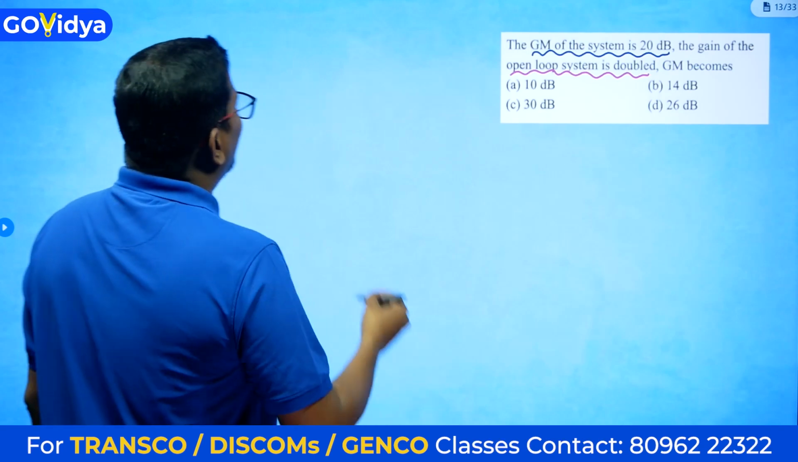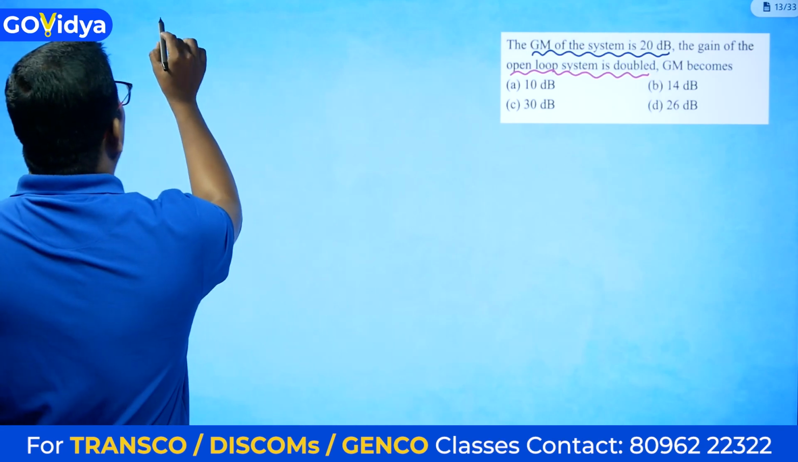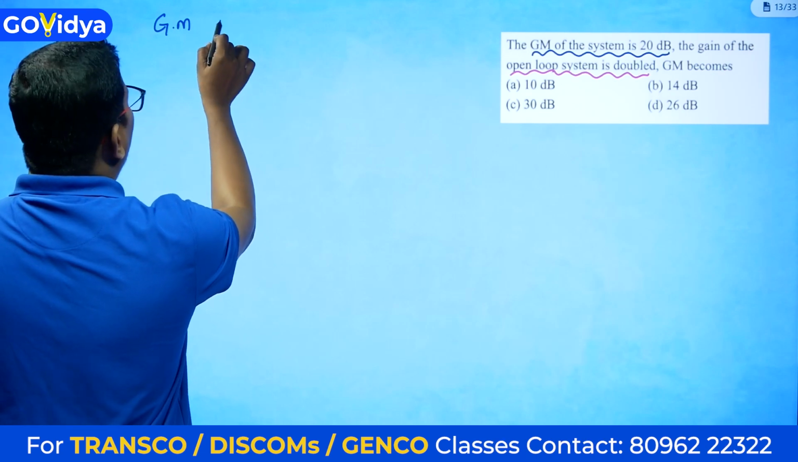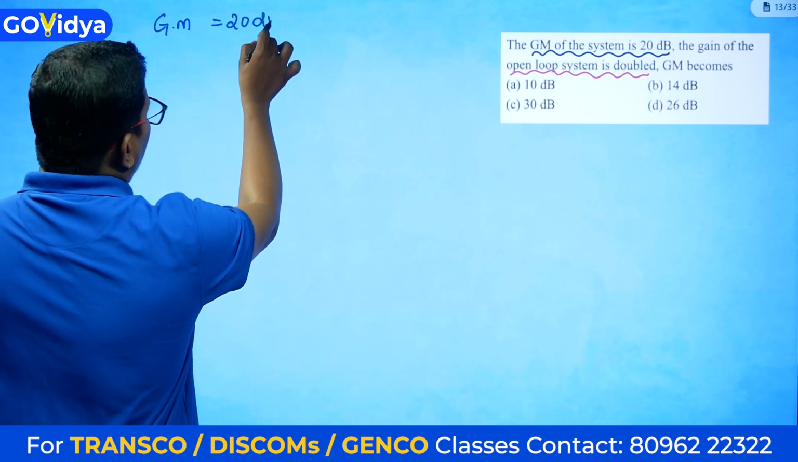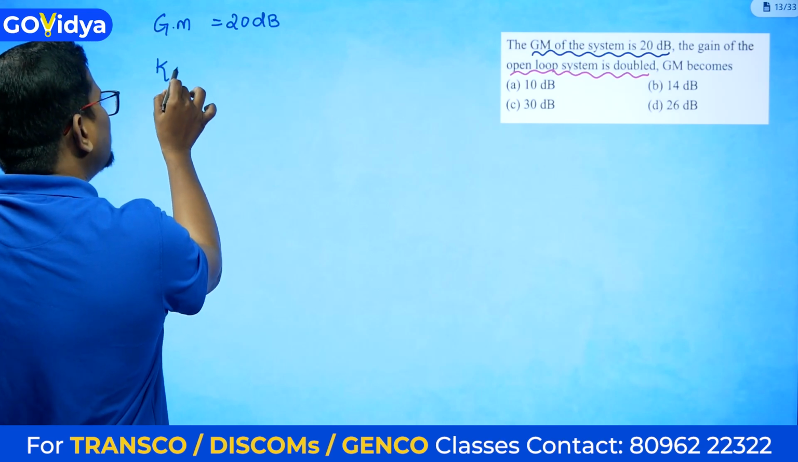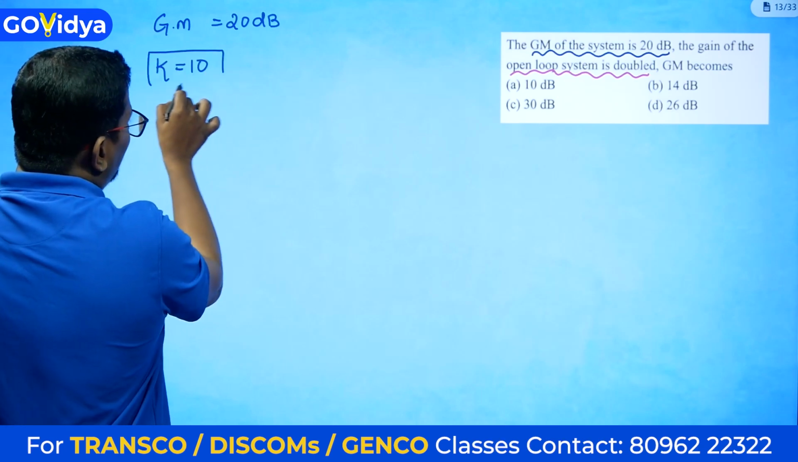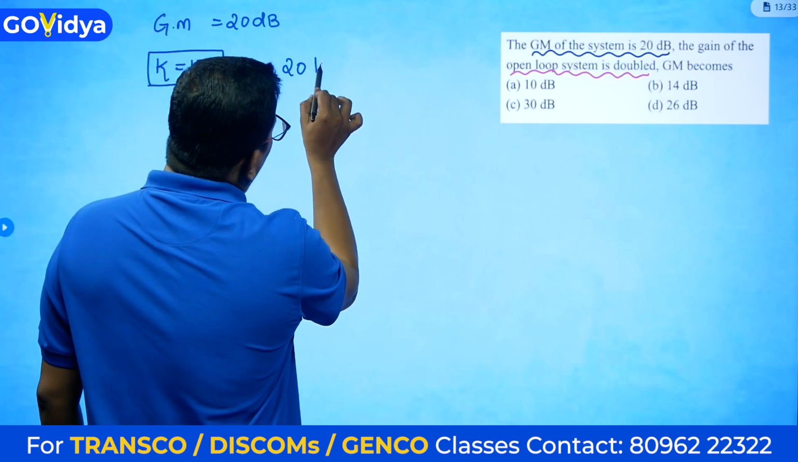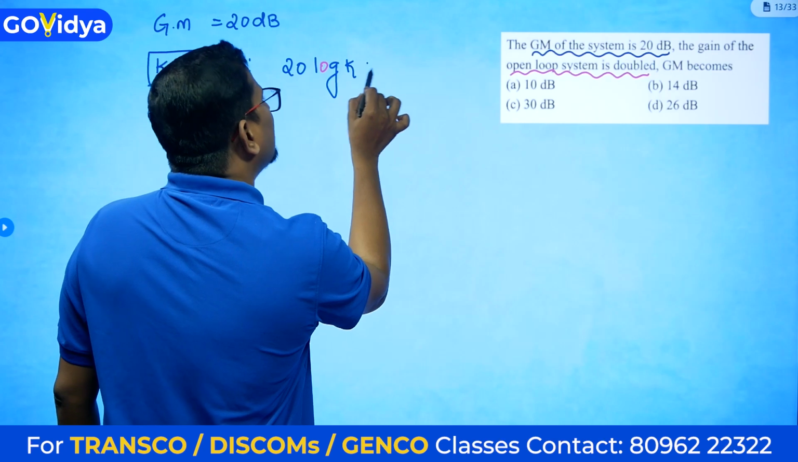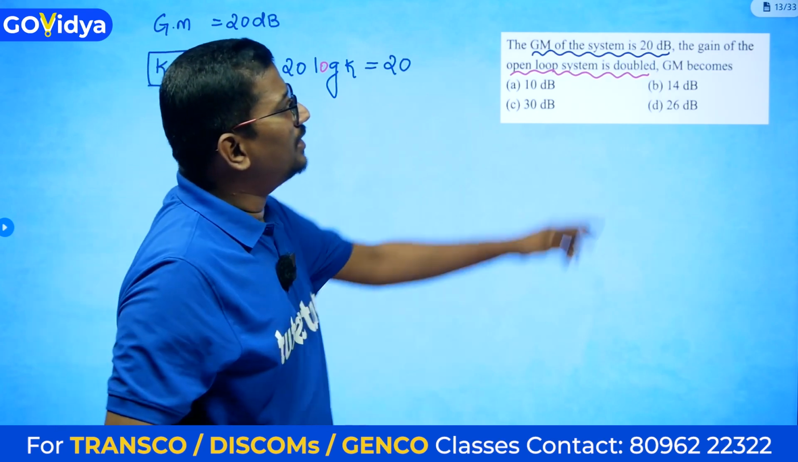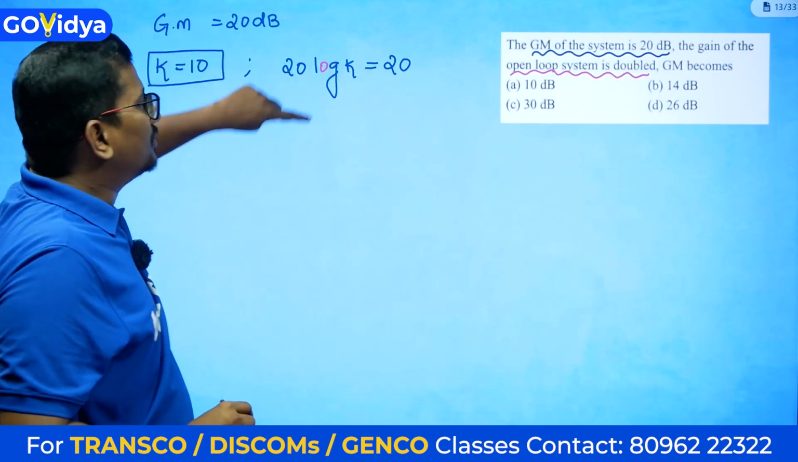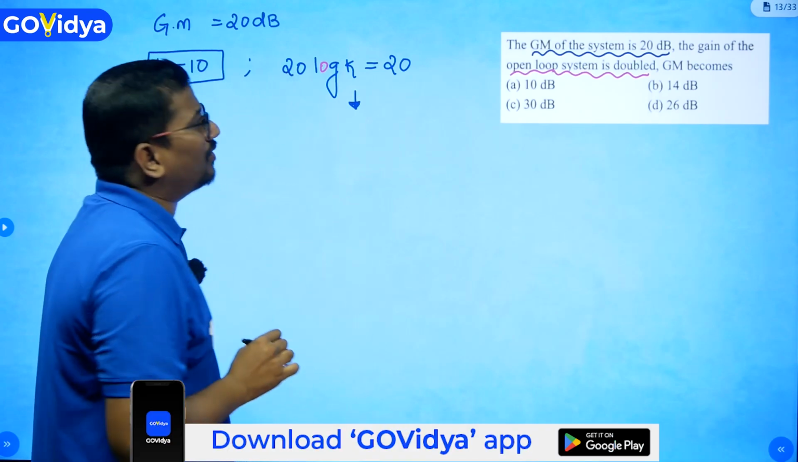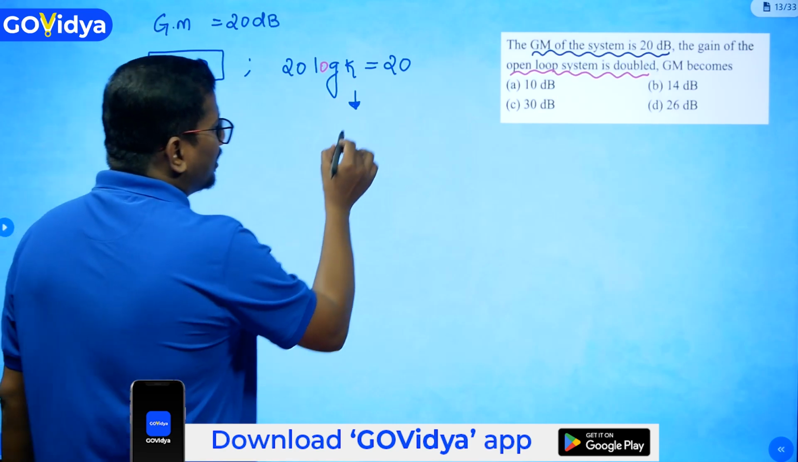So first of all, what is the gain margin formula? They have given 20 dB. So can I say from this K is equal to 10? Why? Because we know the formula is 20 log K. So for what value of K will you get 20 dB? K should be 10.